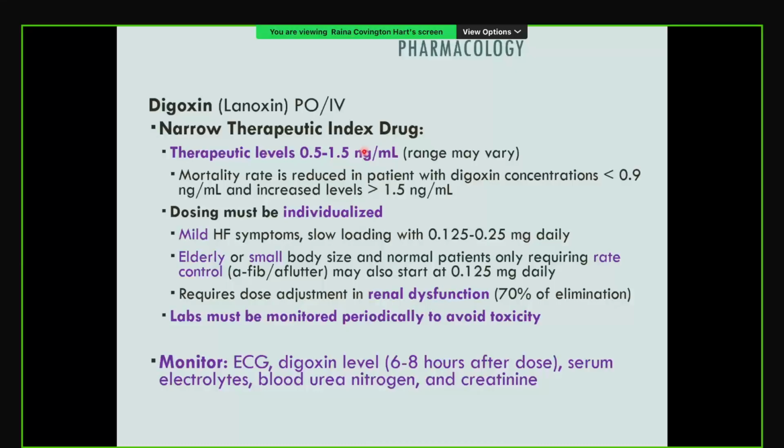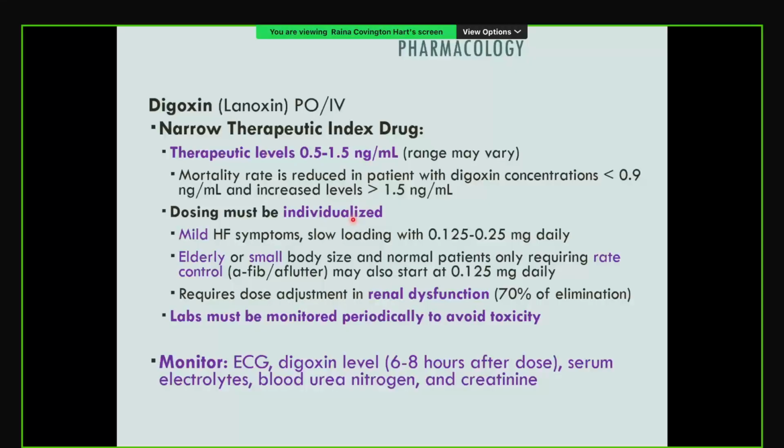When we talk about the mortality rate of this drug, and how it can become very harmful, you have the mortality rate being decreased if your levels are less than 0.9. Once we get over that, and we get outside of this therapeutic range, you're more likely to see toxicity that could potentially be lethal to your patient, okay?